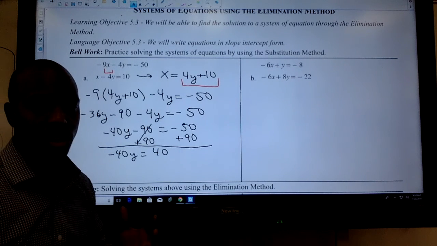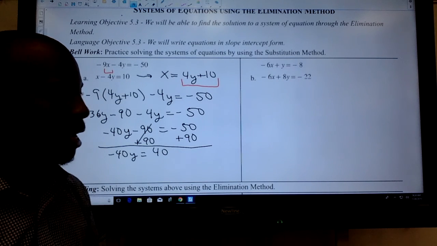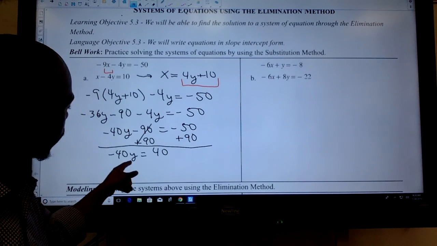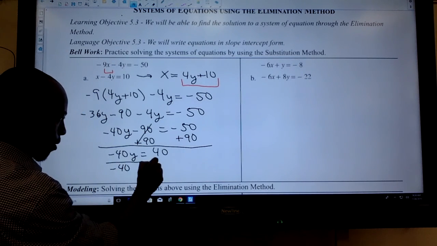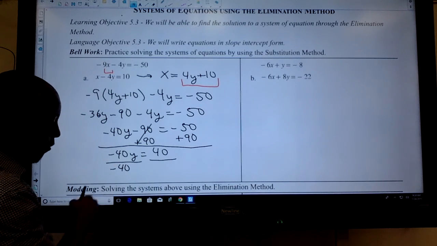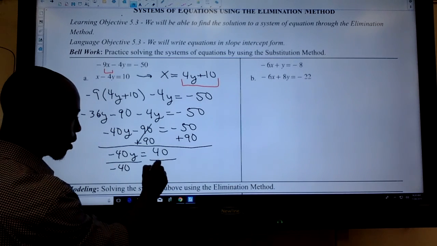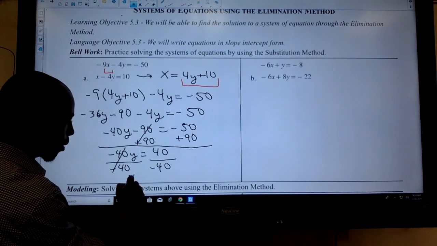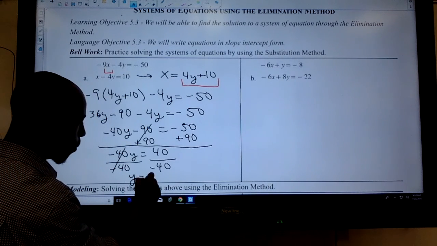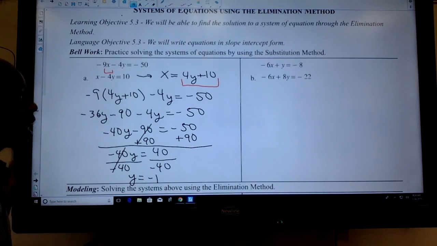Now I can solve for y. All I have to do at this point, I'm hoping that you have done it as well, is divide by negative 40. I apologize, divide by negative 40 because you want to get y by itself, not negative y. And you end up getting y is equal to negative 1.